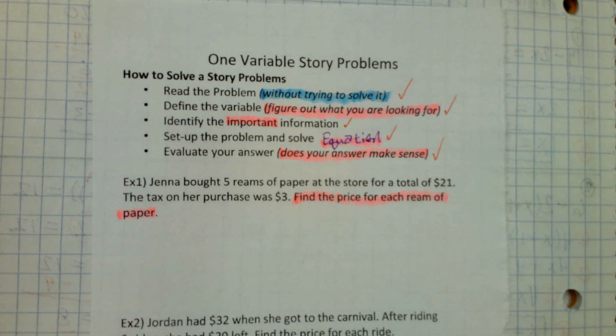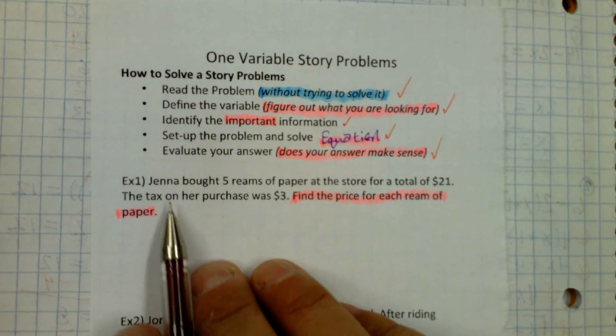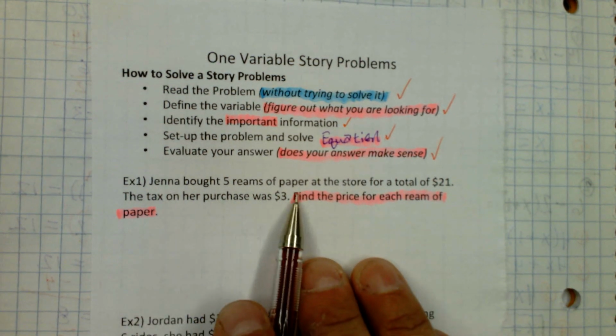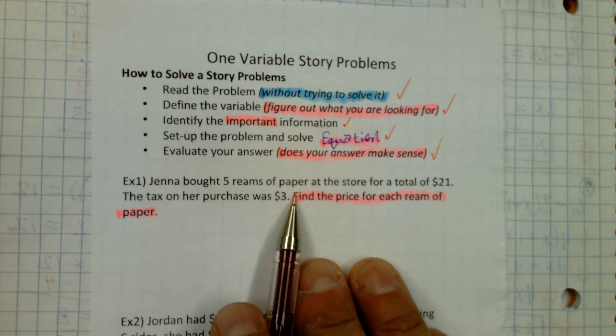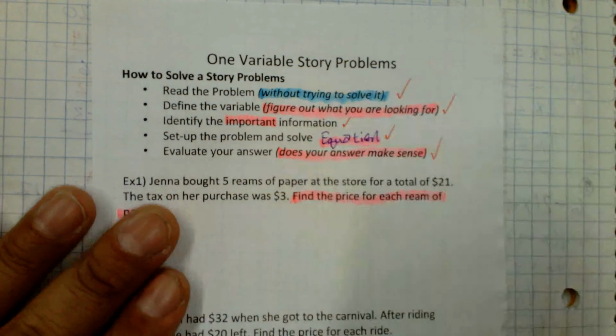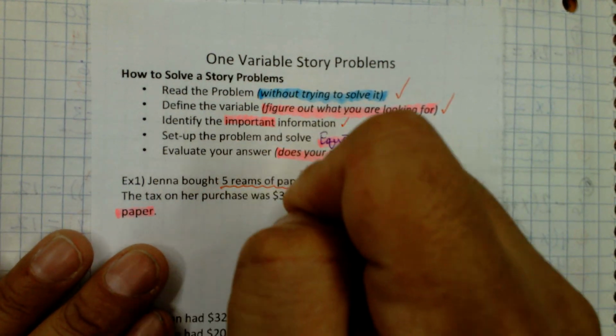Do you know what a ream of paper is? Well, this used to be a full ream of paper, but this is a ream. You know, you go to Staples or Office Max and you buy reams of paper. So let's go back and let's see what's the important information. Jenna bought 5 reams of paper. Do you think that's important? Yeah, especially since we have to find out the price.